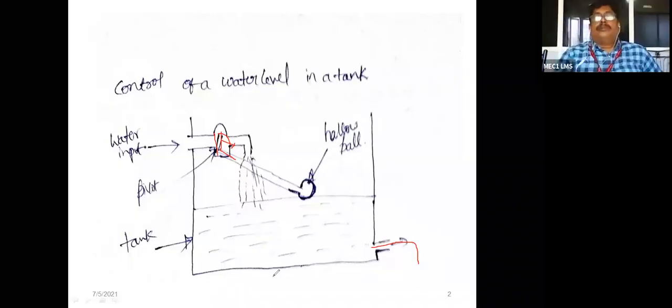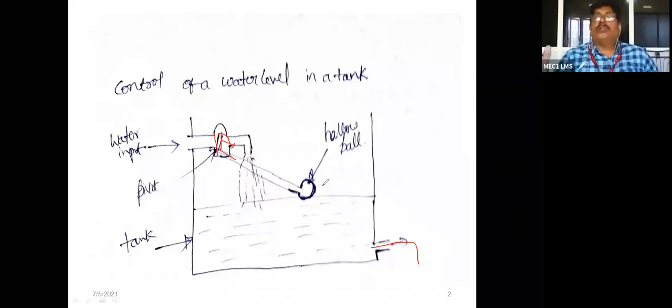So see here, if you observe clearly, this is the system. Here, this is the system, and the tank is the system. Here, the control element is this arrangement: a ball and this pivot arrangement, a pivot, a rod and a ball. This is nothing but a controller.